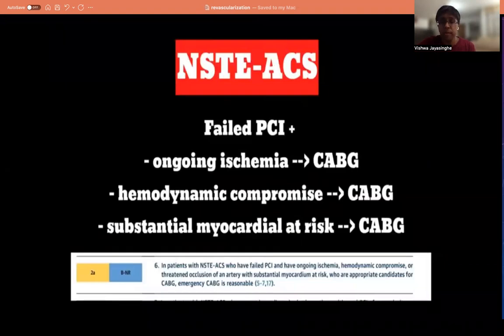Right. So is there a place for CABG in NSTE-ACS? There is. If the anatomy is not suitable or not feasible for PCI, they have to have CABG. Or in the case where there is failed PCI with ongoing ischemia, hemodynamic compromise, and substantial myocardial risk, they should have CABG. That is, however, a class 2A recommendation.